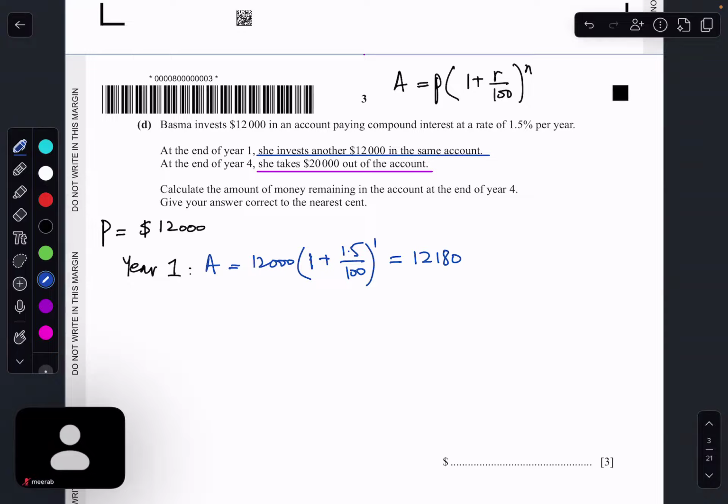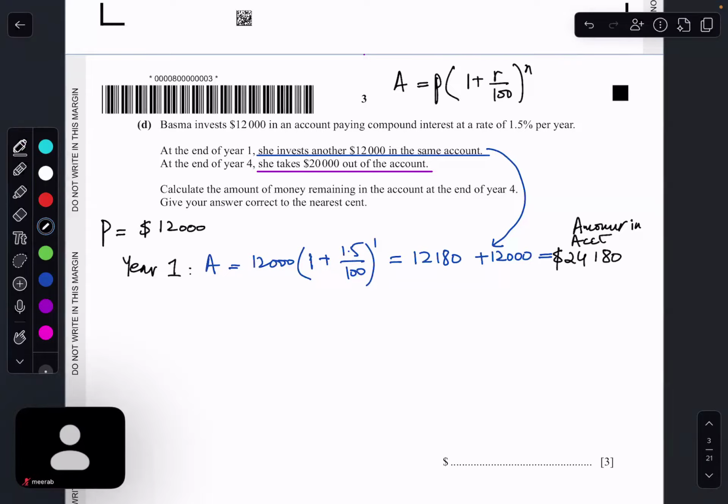What did she do at the end of year 1? She added 12,000 to this amount. So what is the amount at the end of year 1 now? What do we have? Amount in the account. What should it be? It should be 24180.